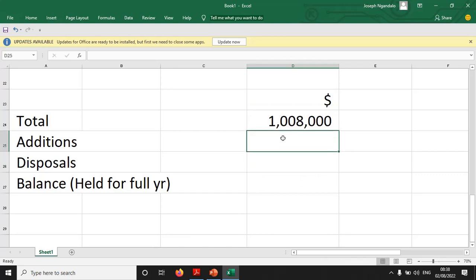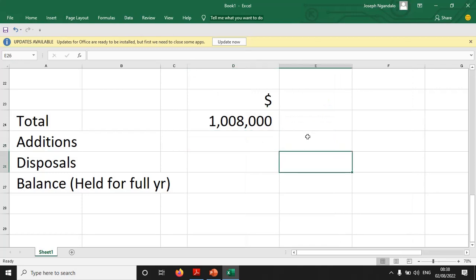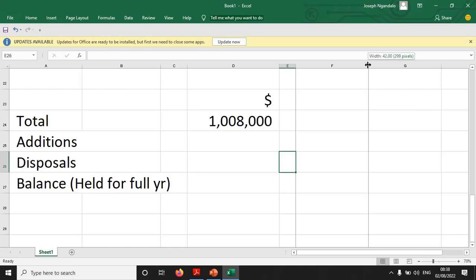There's a reason why I said the balance was held for the full year. There's a reason. So don't say this man is doing things without a reason. There is a reason. I'm going to do some bit of work very soon.